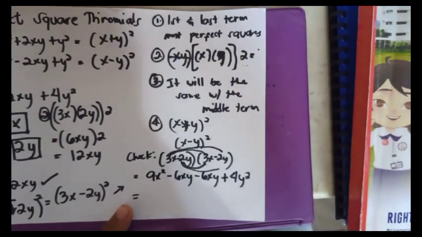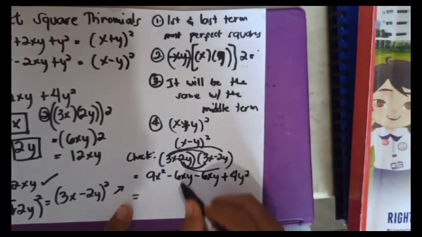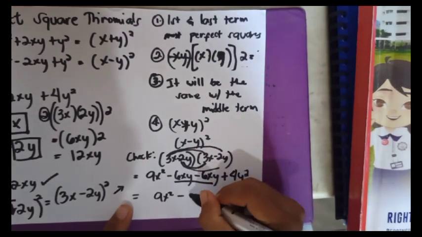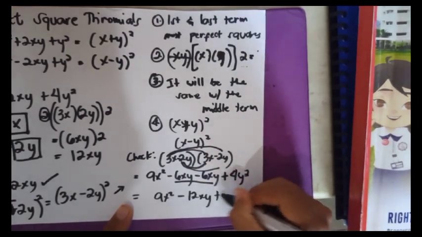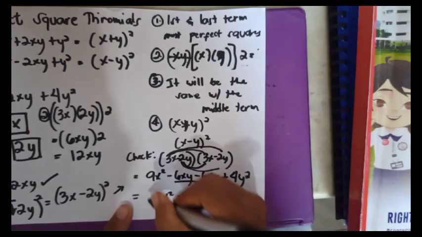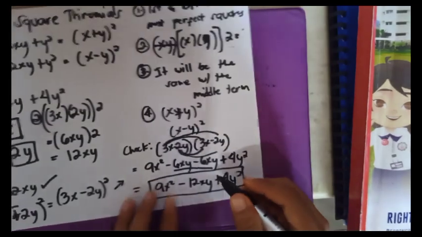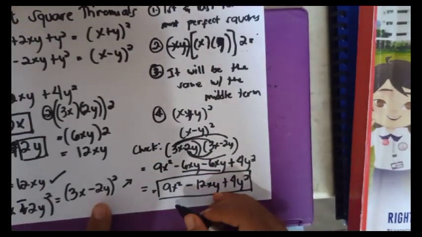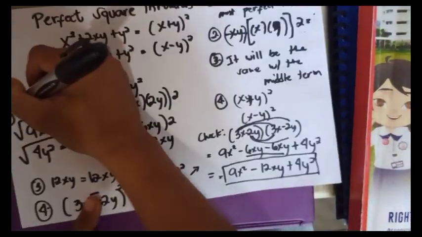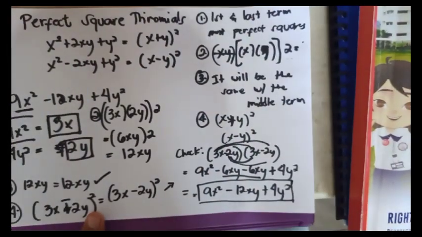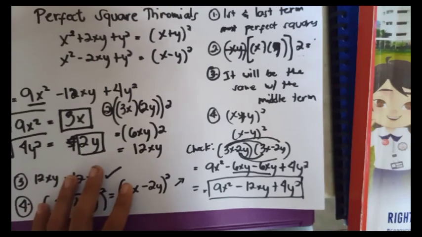Now, let's combine like terms. Are there like terms? Yes, these ones. So, 9x squared minus 12xy plus 4y squared. In checking, our answer should be the same as the given, which is also the same: 9x squared minus 12xy plus 4y squared.